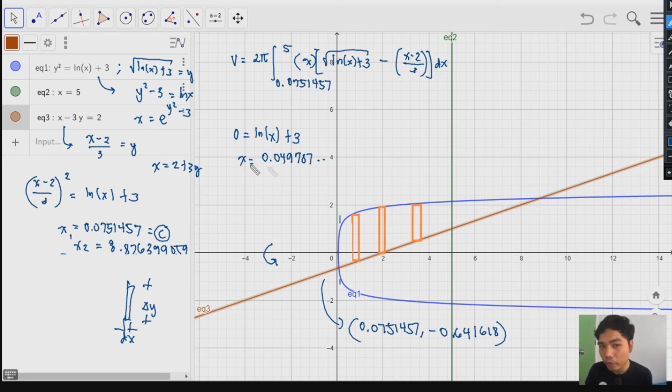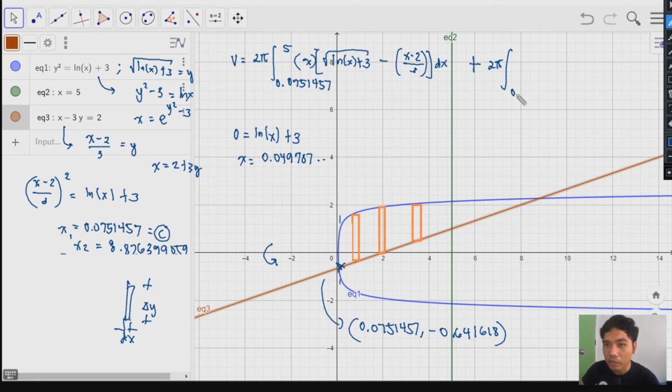And if you try to compare this value with the limit, that is the intersection of this one, 0.075, it is closer to 0, which proves our fact that it is not all throughout below zero. So we have to add another area here, which is actually 2 pi times, and we will use the limit, 0.049787, going to this point of intersection.